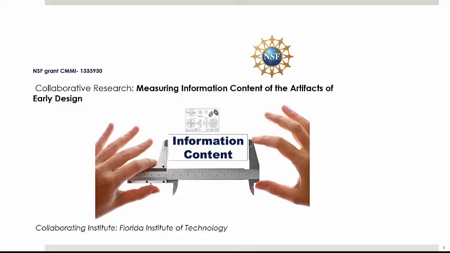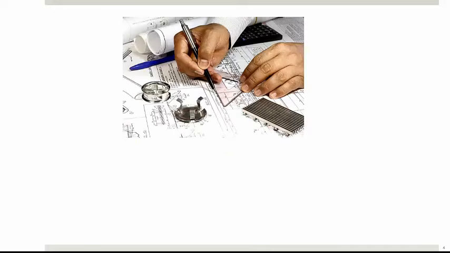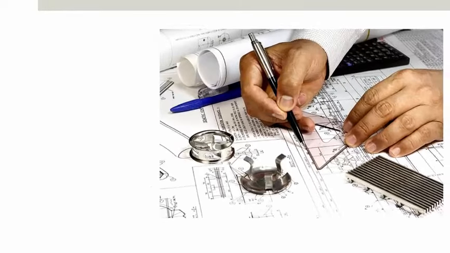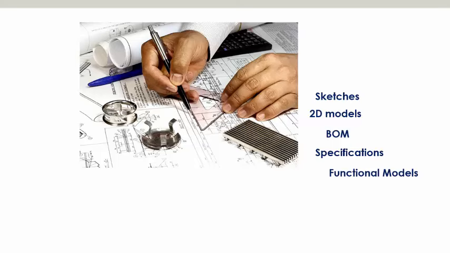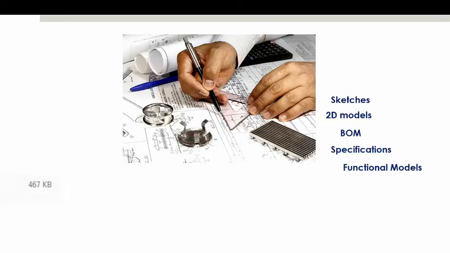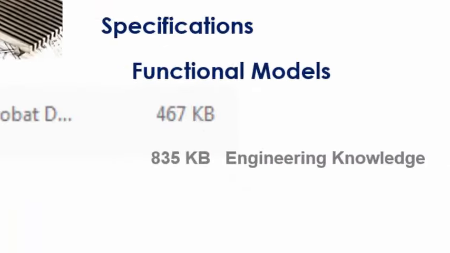In this short video, I am providing a brief introduction to our current NSF project titled Measuring Information Content of Artifacts of Early Design. Engineers create different types of engineering documents and artifacts on a daily basis. It is possible to measure the file size for the generated documents, but what if we can measure the amount of engineering knowledge and information contained in each document?